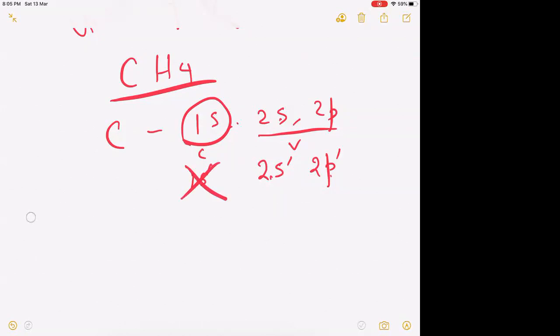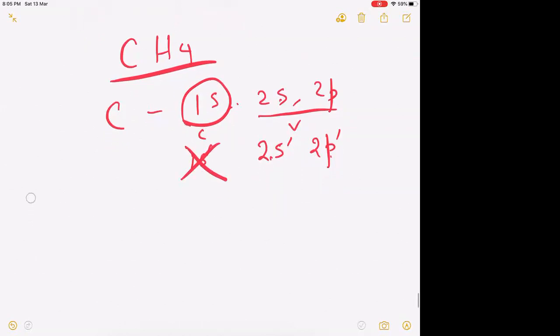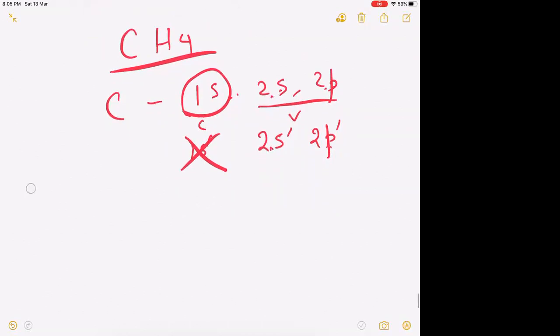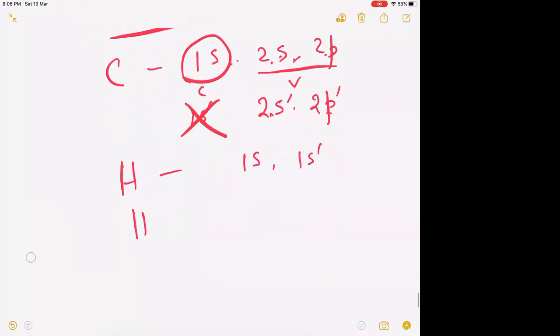Today, most of the basis sets don't generate this. They just generate core once, but the valence they generate twice. This is the next step. If I do the same thing, then what will happen to the hydrogen? Hydrogen, of course, has no core. It has only valence. Since I have 2 sets of valence, it will become 1s, 1s prime. The other hydrogen will also have 1s, 1s prime. Remember, I'm doing methane.